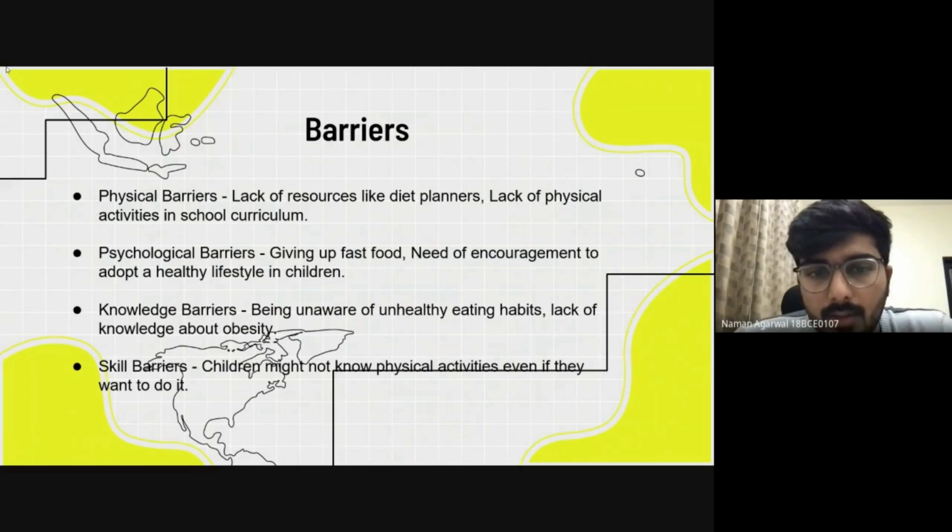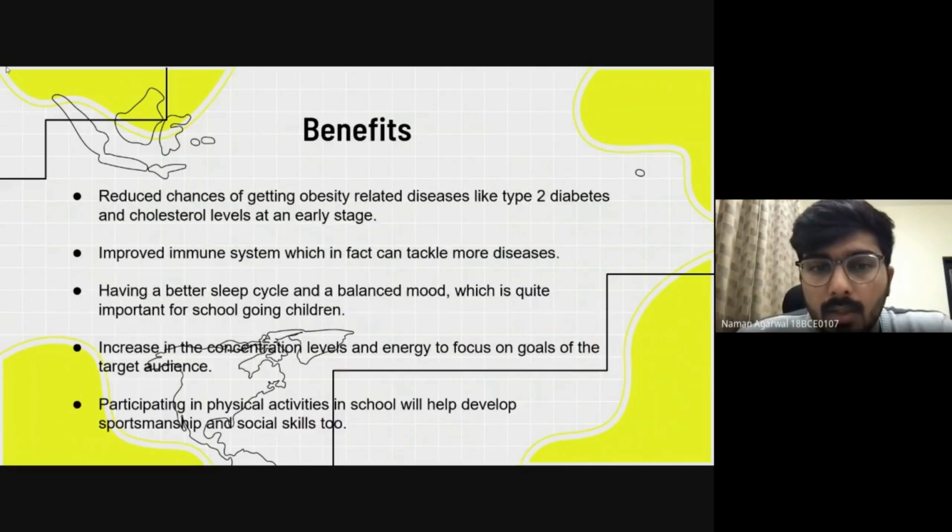Now, coming to knowledge barriers, children might not be aware of unhealthy eating habits that can lead to obesity. So, if it's possible, we should make them knowledgeable about obesity and its impact on the body. Educating them about the severity of obesity is quite necessary. Now, skill barriers. Children might not even know about various physical activities that can help them stay fit. Even if they want to do exercise, they might not know the apt exercises for staying fit.